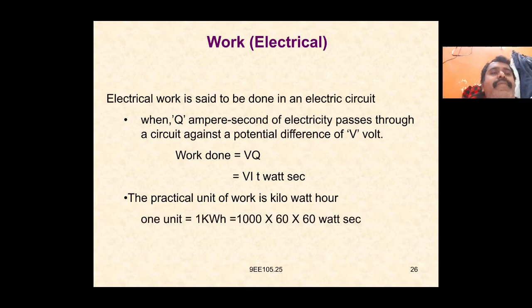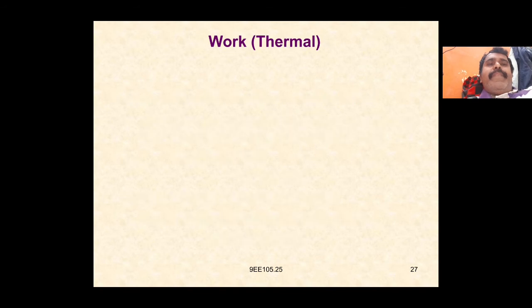1 kilo is nothing but 1000 watt hour. It is equal to 36 into 10 to the power of 5 watts second. So 1 unit, 1 kilowatt hour, is equal to 36 into 10 to the power of 5 watts second.